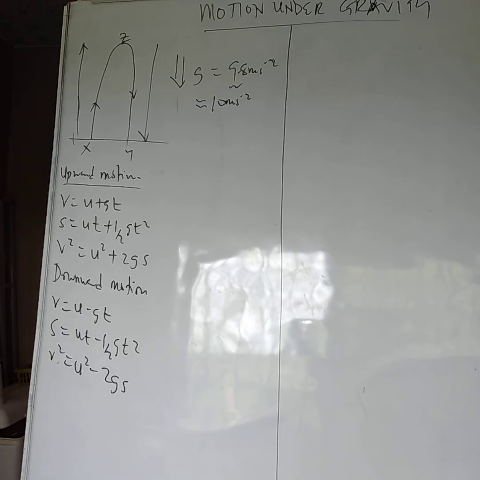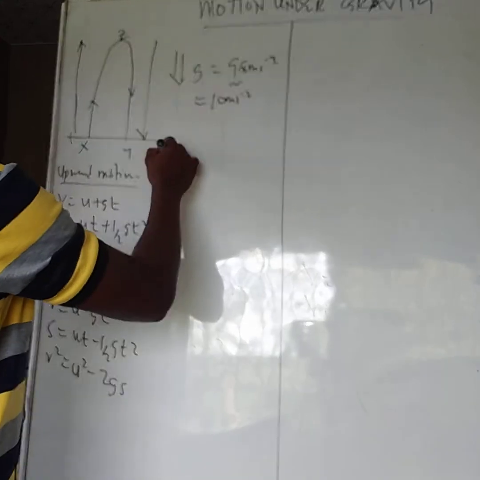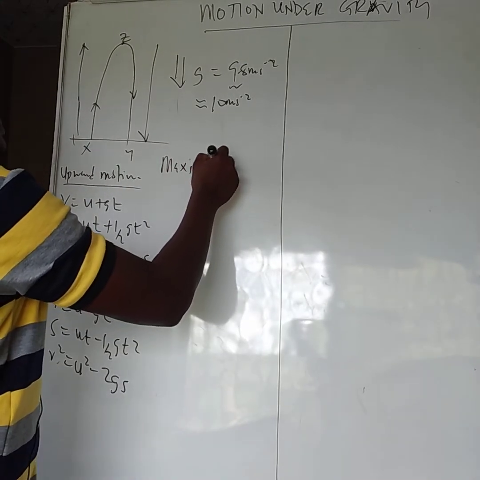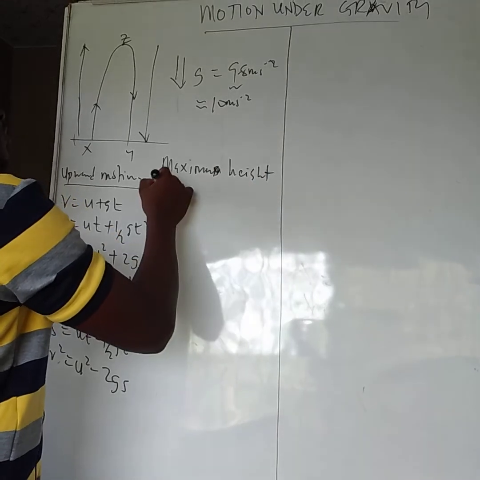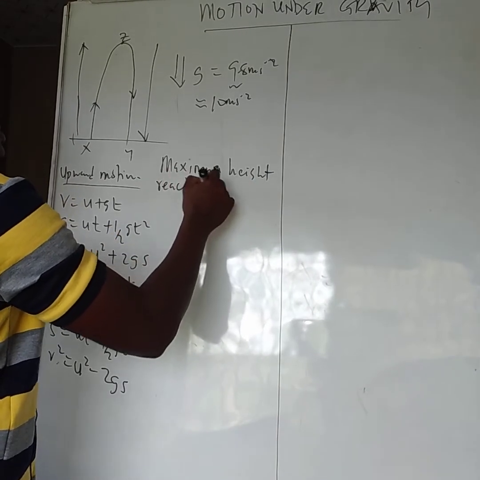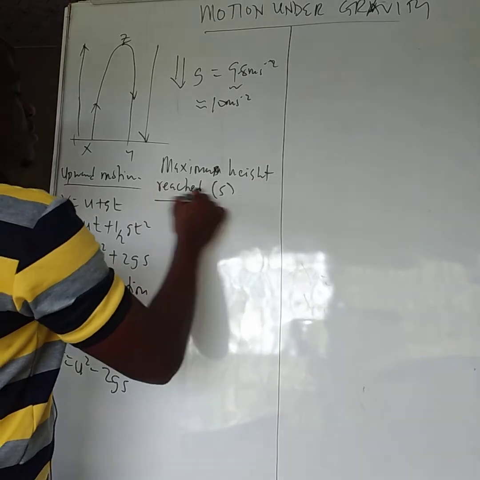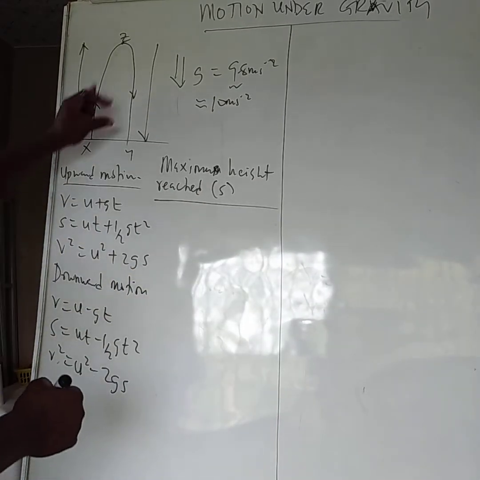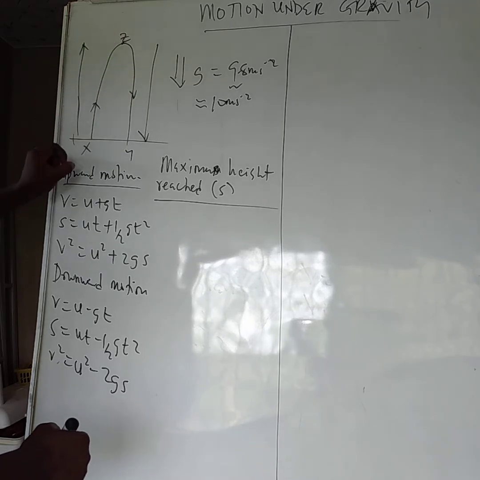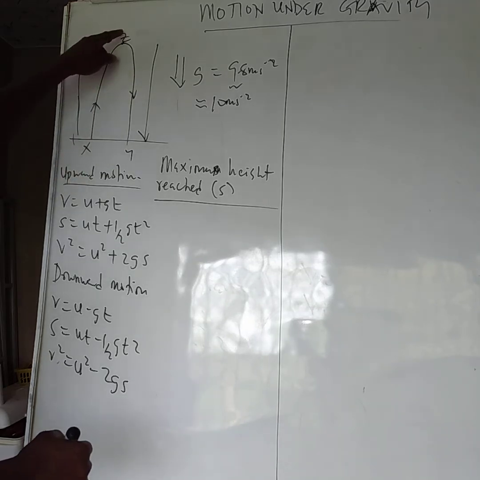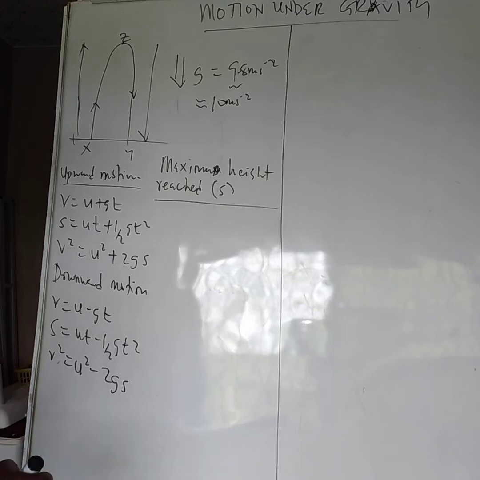The first equation that we want to talk about is the maximum height reached, that is x. Now consider this diagram again. If the body moves from here to this point and comes down, the maximum height reached is x to z. That becomes the maximum height reached, that is from x to z.